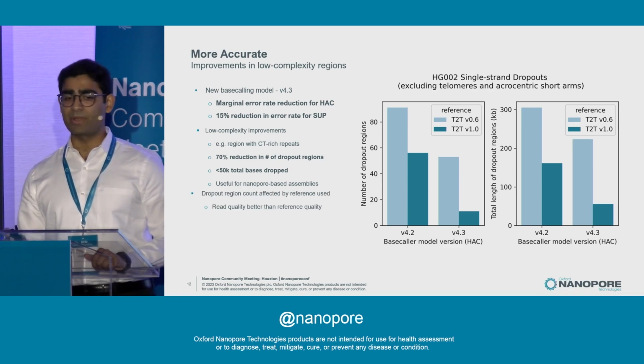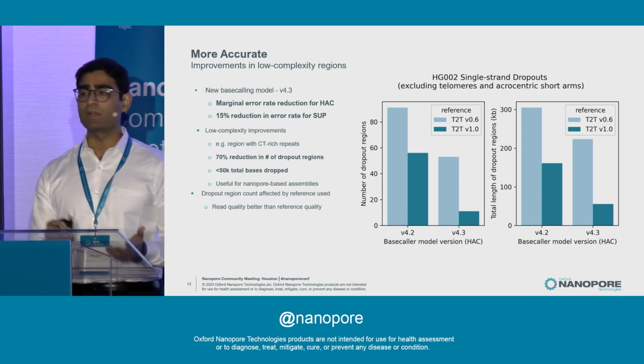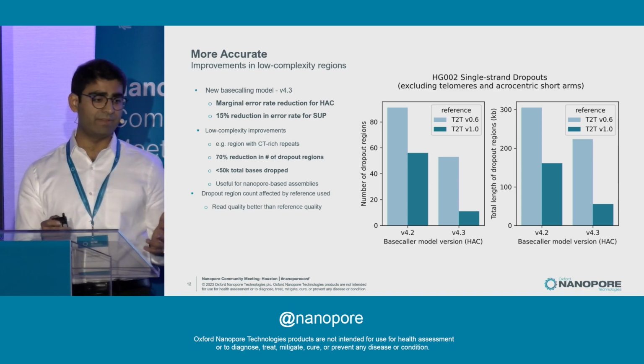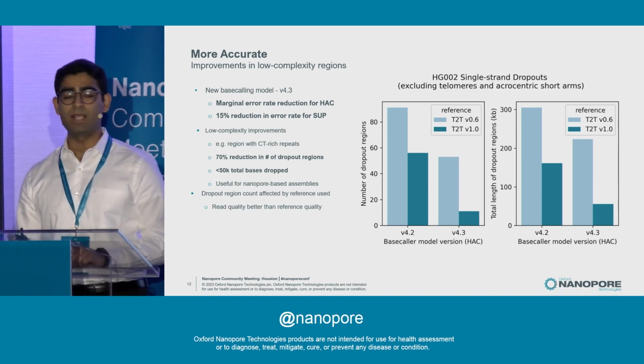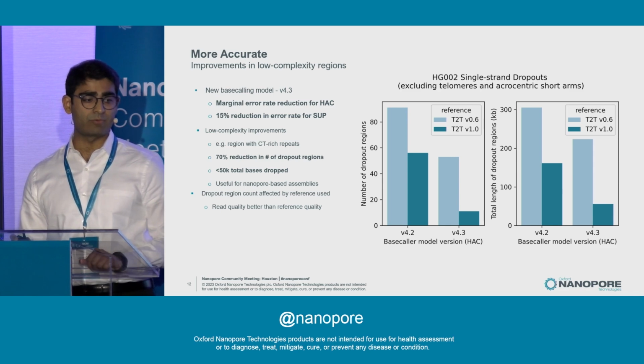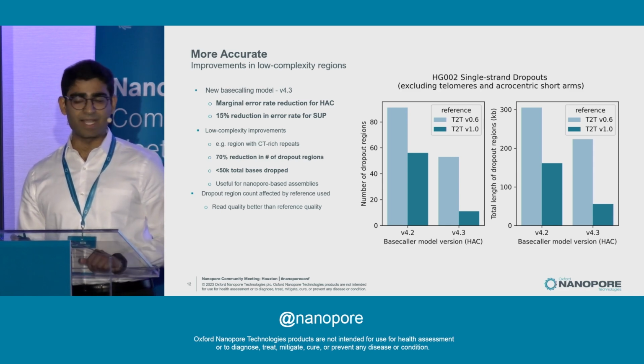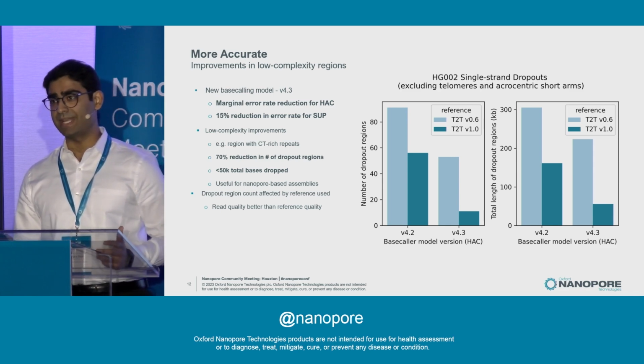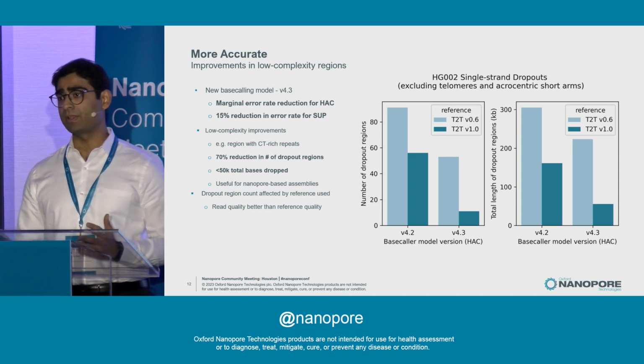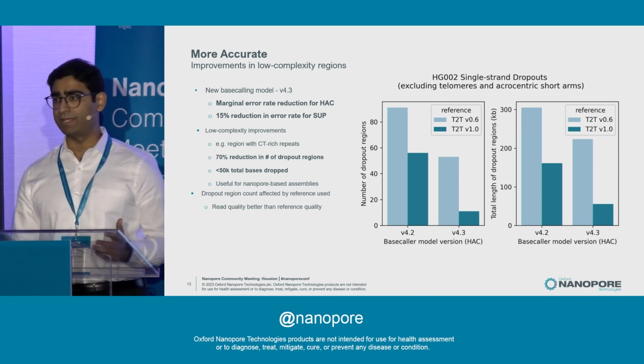But we also saw something quite fascinating when doing this analysis. The number of dropout regions actually improved not just with the basecalling model, but also with the reference used. So going from T2T v0.6 to T2T v1, we again saw a reduction in the number of dropout regions. This tells us that the underlying read quality is actually better than it seems. And in fact, the read quality is running ahead of the quality of the reference itself.